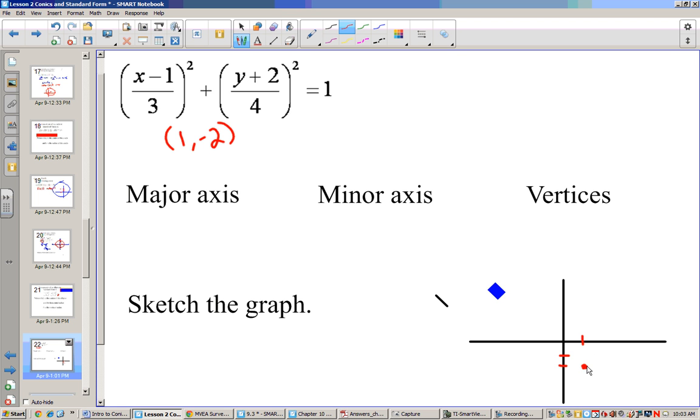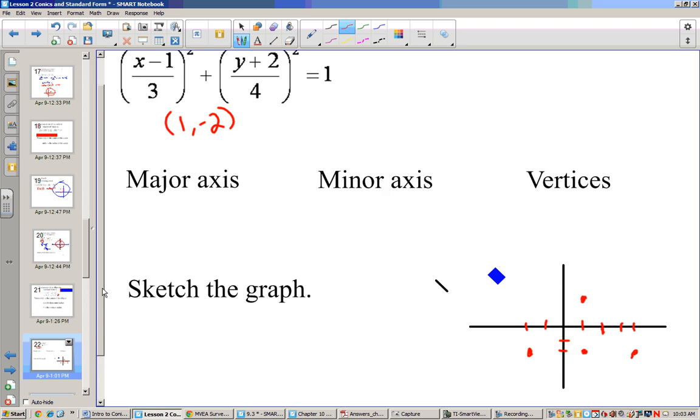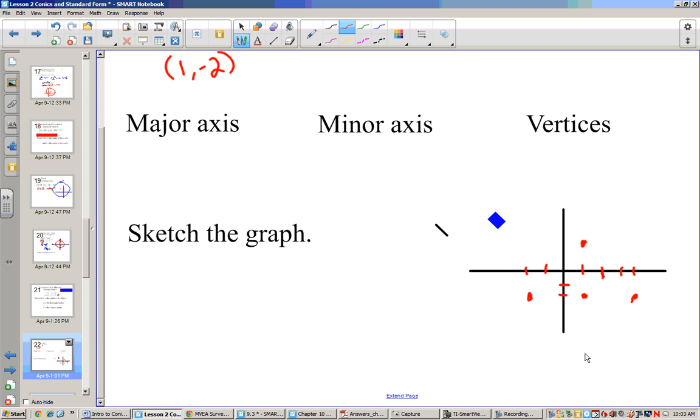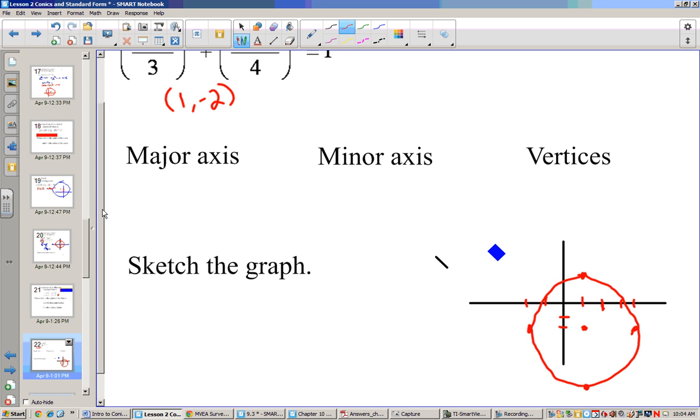And now from here, I'm going to move to the right 3, to the left 3, and then up 4, and then down 4. And now I draw this. My major axis is my longest axis. So my major axis goes from down here to here, so that's 8 units long. My minor axis will go across here, which will be 6 units long.